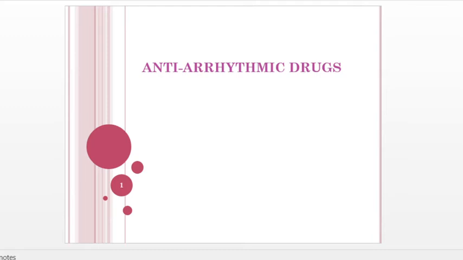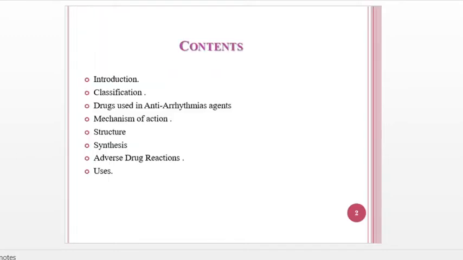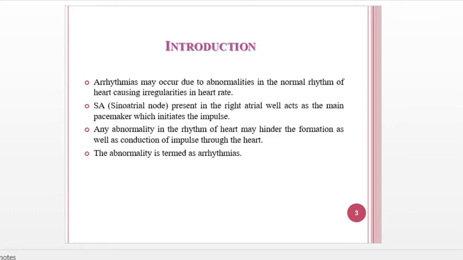At this junction, it is worthwhile to have a little in-depth knowledge regarding normal sinus rhythm and aspects of the electrocardiogram. In this chapter, we are discussing the introduction, classification, drugs used as antiarrhythmic agents, mechanism of action, structures and synthesis, and the adverse drug reactions and uses. Now we can see the basic introduction regarding this.